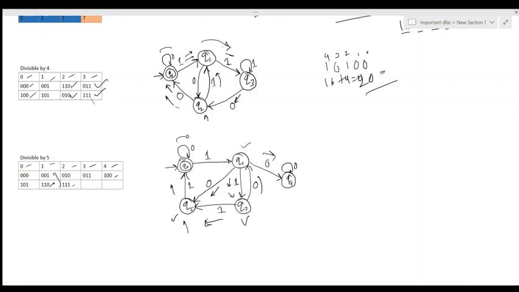So this is how we fill the remainders, and similarly, taking any arbitrary string, we can verify whether it is divisible by 5 or gives any remainder from 1 to 4.